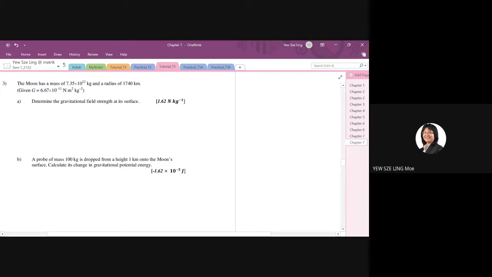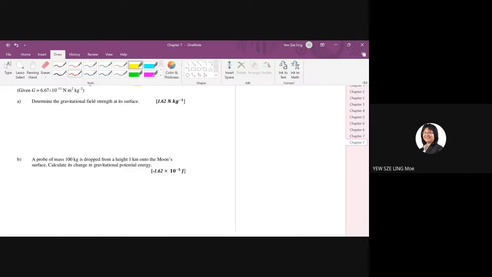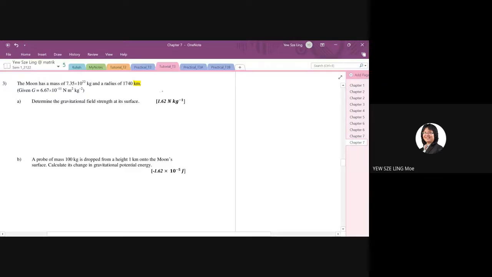Now let's look at these questions. The moon has a mass of 7.35 times 10 to the power of 22 kg and a radius. Now, if you notice, you are given the quantity in terms of km again. So when it comes to km, you have to be careful, because you need to convert it into meters. What we need is just meters. So this is the type of question that you will get in chapter 7. Just one statement, nothing more. That's why I say it's easy, because it's very straightforward.